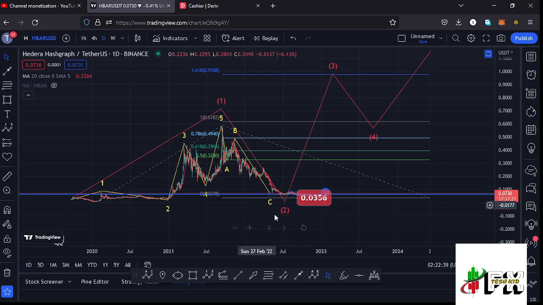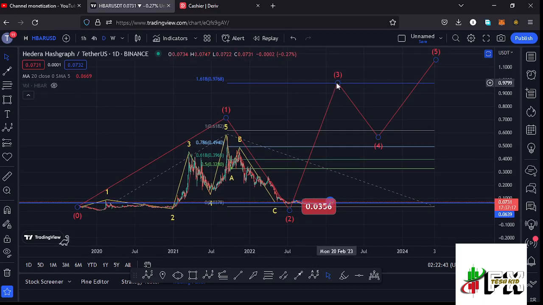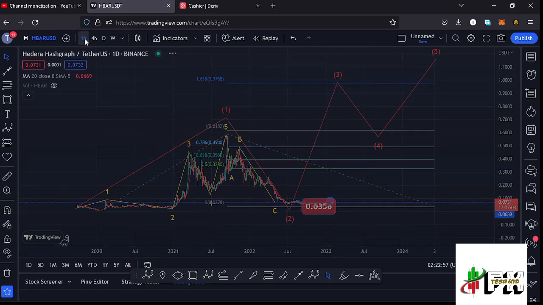And after seeing the low for this second wave, what we expect next is a bounce to the upside in the formation of this wave 3. And here on the daily chart, you can see that I have a target area in the formation of that wave 3 at the fib level 1.618, and that is at around the $0.9768 mark, and that is the minimum that I'm expecting Hbar to do on the long-term scenarios.